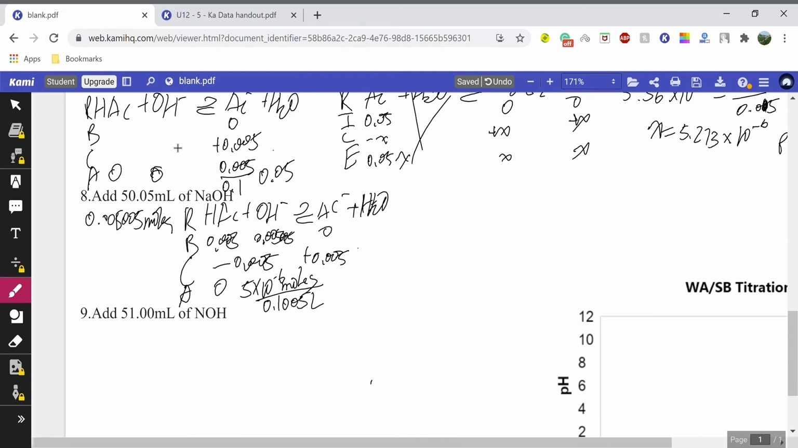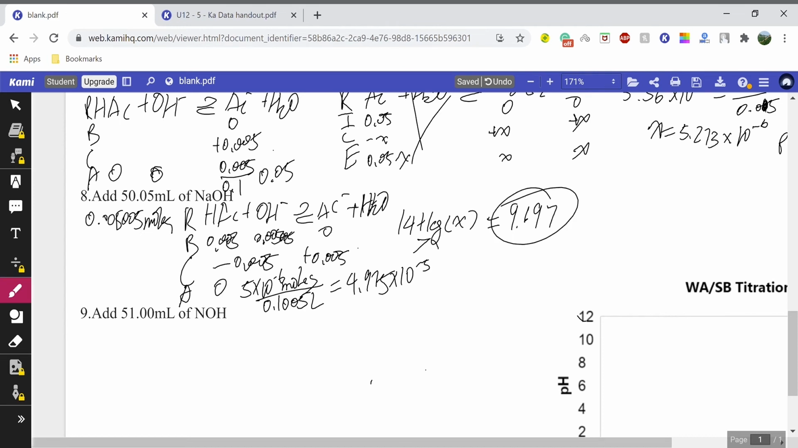0.1005 liters. So 5.0 times 10 to the negative 6 divided by 0.1005 liters is going to give you 4.975 times 10 to the negative 5th. Now this is going to be 14 plus the log of X, because remember, this is the concentration of OH minus, so it'll give us pOH, so we're going to have to add 14 to it. Now 14 plus log of X is going to give you 9.697.